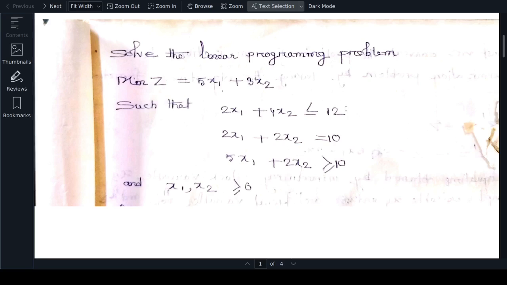So first you see the second page. You go to the second page. So first I have written here. First we convert the problem of minimization to a maximization problem by taking the objective function as, in the second page, z dash equal to minus z. So make z dash equal to minus z and you substitute the value of z. So z is 5x1 plus 3x2. So this is minus, so minus 5x1 minus 3x2.